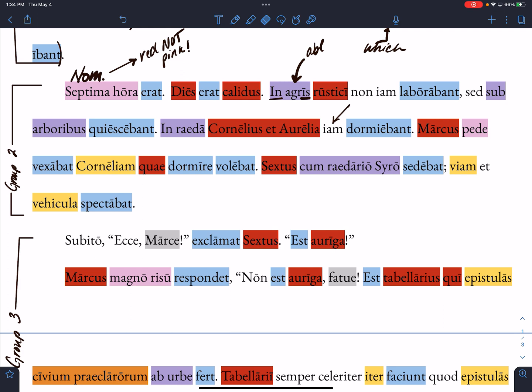Now or already. Either of those is fine. It's just an adverb. Can we do Cornelius and Aurelia were already sleeping? Yep. Or you could say they were now sleeping, or they were already sleeping. What is in the carriage? In the carriage.